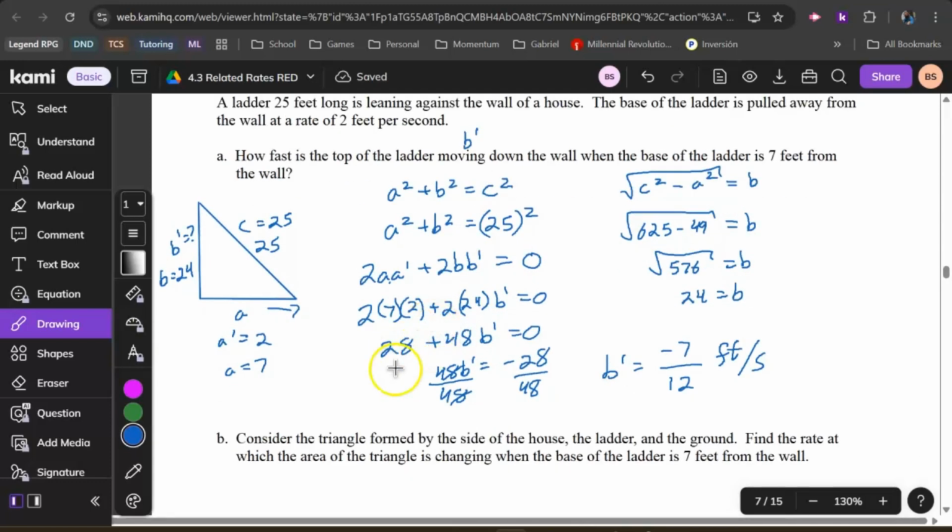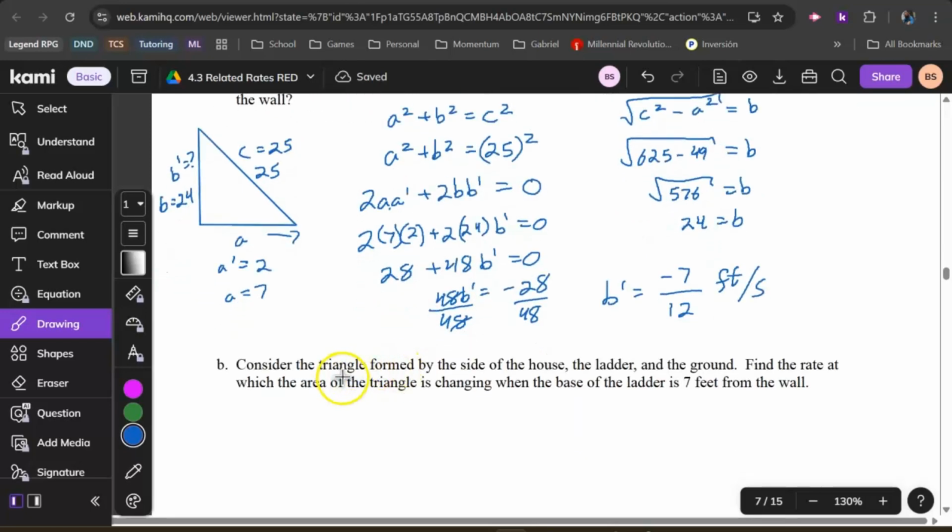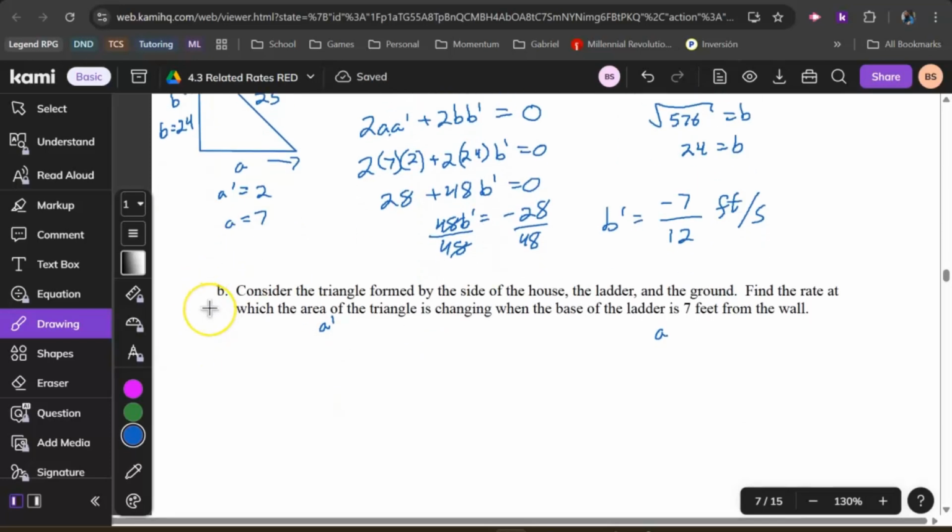Now, if we take a look at the next one, we've still got the triangle formed by the house, the ladder, and the ground. We want to find the rate at which the area of the triangle, that's A prime, is changing when the base of the ladder is 7 feet. Okay, so this is still the same situation. A is still 7. So we can use all of the information we just calculated in this particular problem still. We haven't changed anything. If we changed how far away this is, well, that's going to change everything, right? So we need to go ahead and recalculate it.